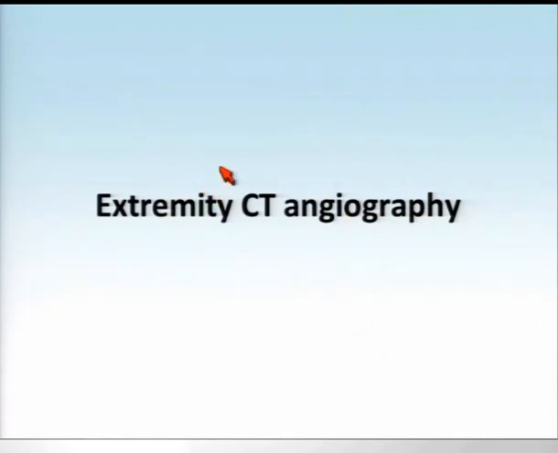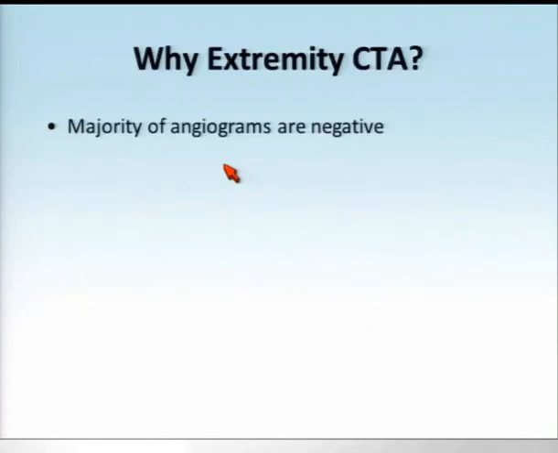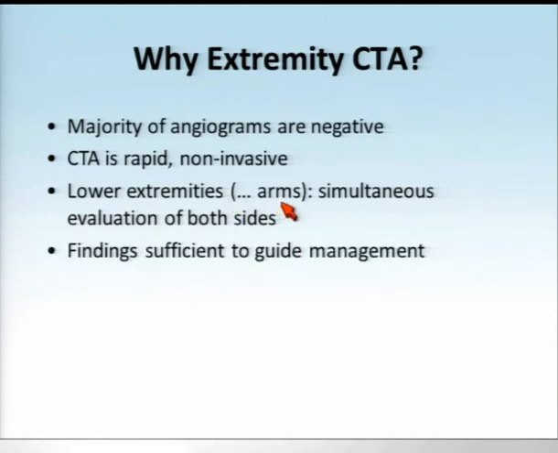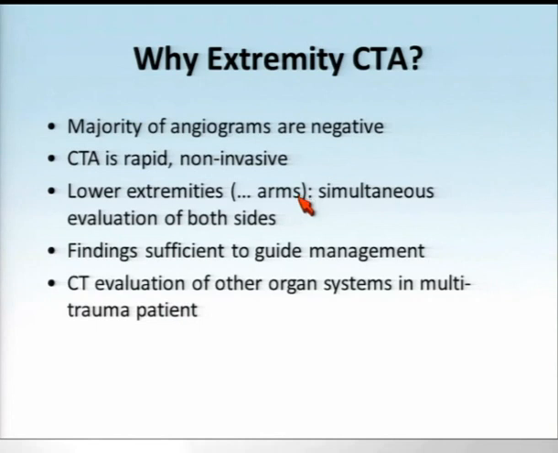Let's move on and discuss the use of extremity CT angiography in trauma. And why should we consider the use of this technology for this patient population? Well, we know that the majority of angiograms are negative. CTA is rapid, non-invasive, and we can image both lower extremities or upper extremities if necessary simultaneously. And the findings are known, very importantly, known to be sufficient to guide management. So we can manage these patients, triage these patients appropriately based on the findings at CT angiography. And then in addition, we can evaluate the rest of the patient in the multi-trauma setting.